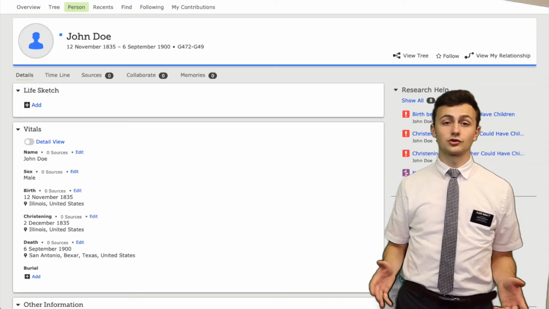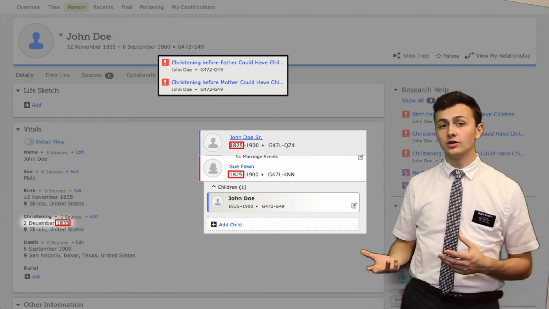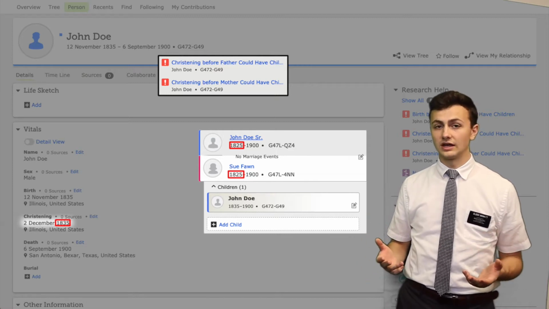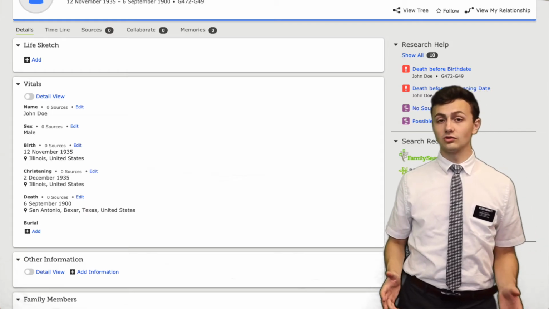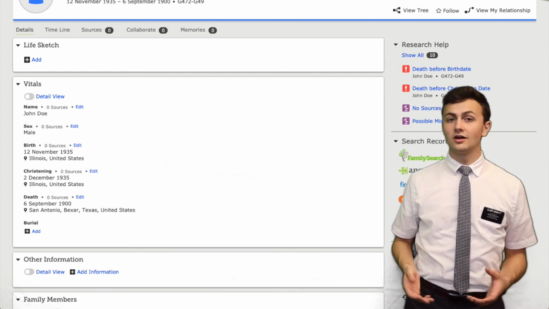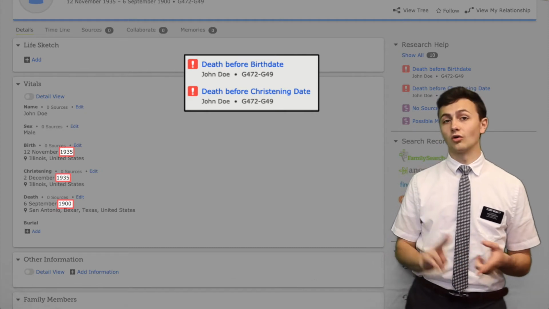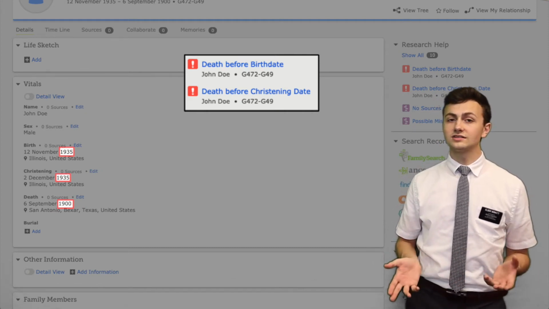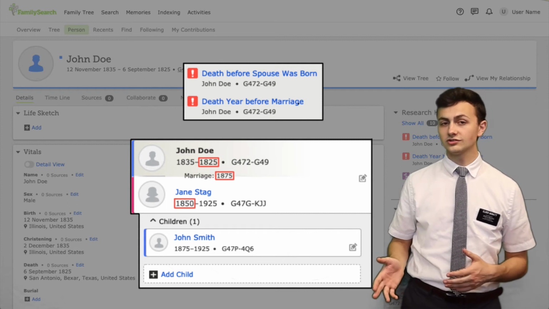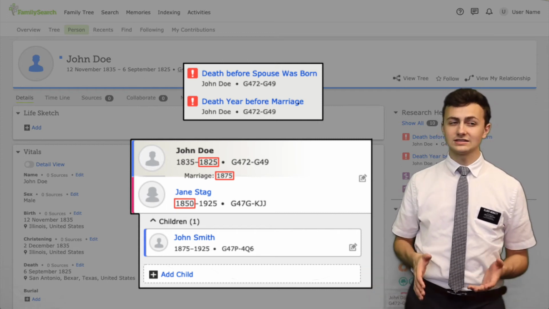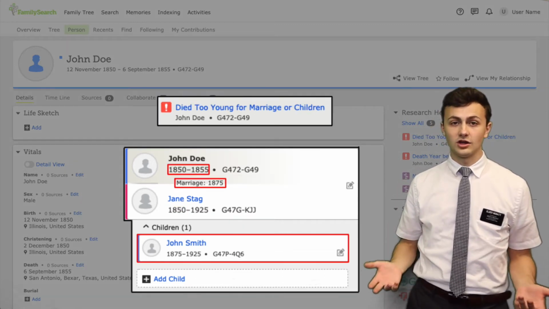The next set is personal christening information, which is when a person's christening date is before their parents could have children, being before the father or the mother were age 12. The next set of data problems that we'll look at is personal death information. The first of these is if an individual's death is listed before their birth date or their christening date. Next, you'll get a data problem if someone's death day is before the birth of their spouse or before their marriage date.